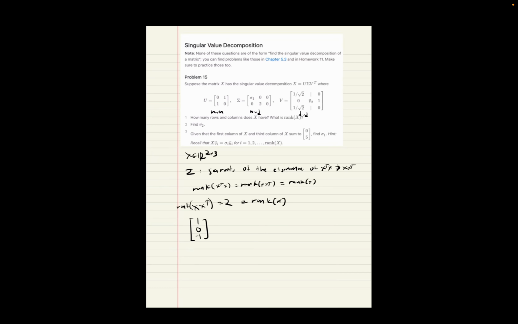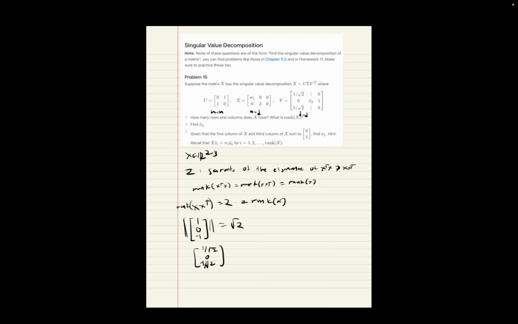But this is an orthogonal vector, but it's not going to give us an orthonormal set, which is what we're looking for in the matrix V. To do that, we have to make this a unit vector. We can accomplish that by scaling it down by its length. The length of this vector is the square root of 2. So we would divide this vector by square root of 2 to get 1 over root 2, 0, and negative 1 over root 2.